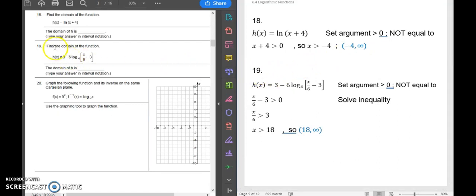Number 19, it says find the domain of the function. Once again, we don't care about anything else. The domain of our log functions come from where the argument is greater than 0. So we set our argument greater than 0 once again, and then we come up with an inequality that we can solve. We add 3 to both sides, and then we'll have x over 6 is greater than 3. In this case, we multiply by 6 on both sides to get x by itself. And our final answer is going to be x is greater than 18. So our answer in interval notation goes from 18 to positive infinity.